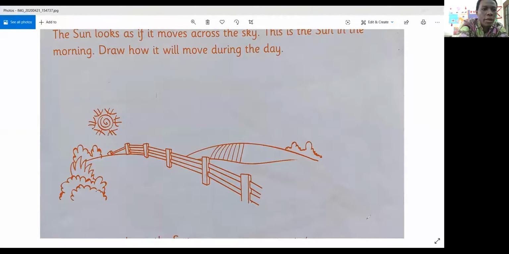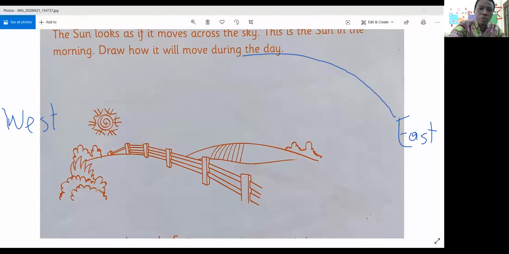So follow me step by step. This I consider to be my west. Okay, let's just say this is the west and this is the east. Now, if this is the west and this is the east, and I say that the earth moved from west to east, it means that the sun will appear moving from east to west. So this will be the apparent movement of the sun.